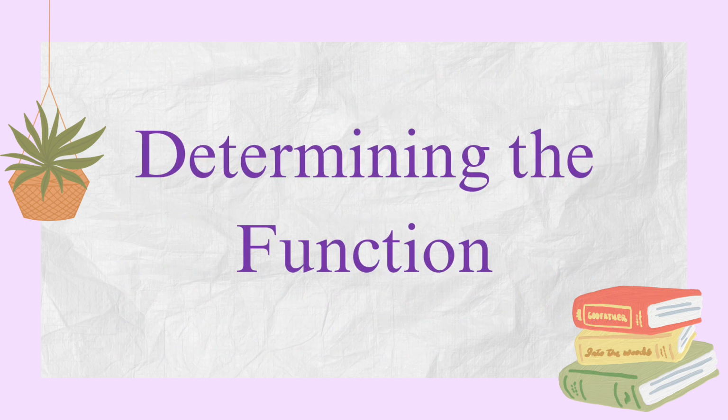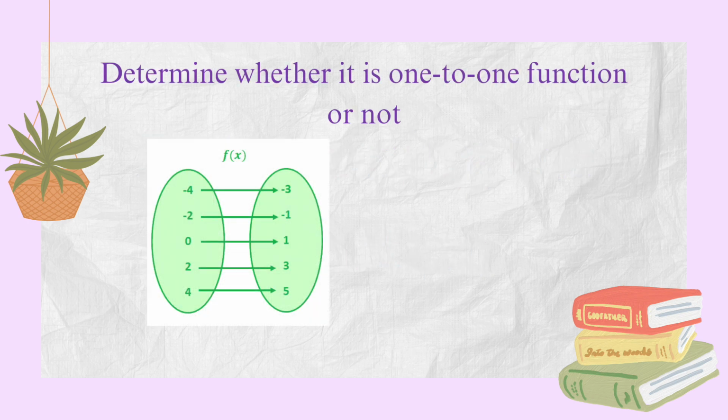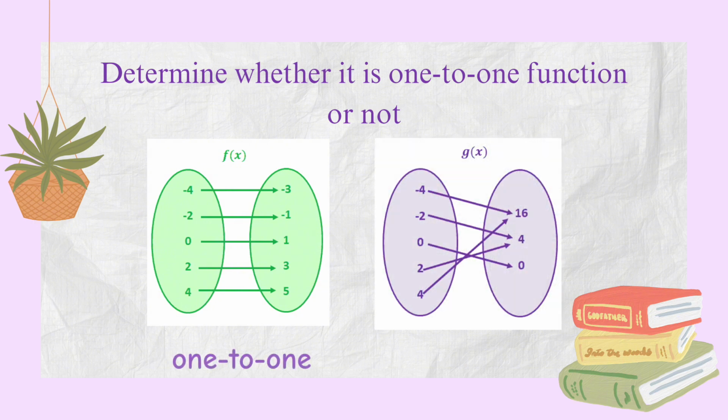So, para matukoy natin kung one-to-one function ang isang given, pwede tayong gumamit ng isang mapping diagram. And just like in this mapping diagram, every x value is paired with a y value. And wala tayong nakikitang x value na may same pair sa y value. Therefore, we can call it a one-to-one function. However, kapag nakita natin sa mapping diagram na ang dalawang x value ay parehas ng pair sa y value, we cannot call it a one-to-one function.